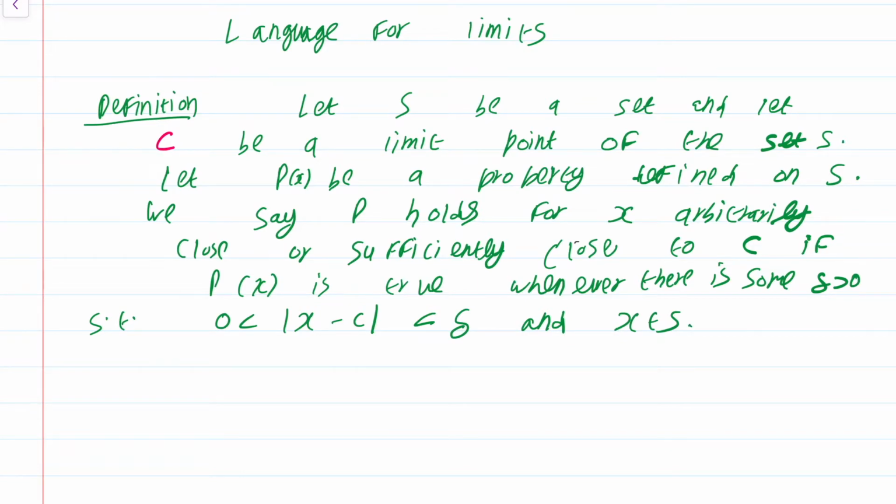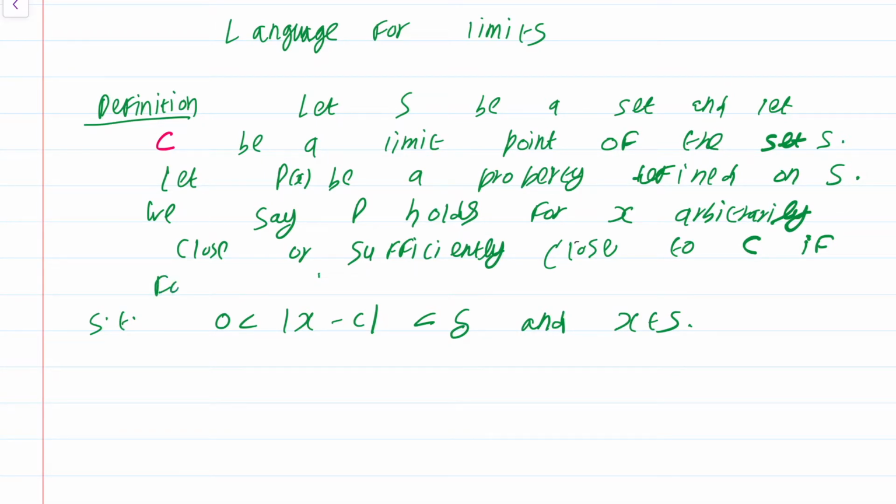So let's revisit this. You have a set S and you are choosing a limit point C of this set S. You have a property P of X defined on S. We say P holds for X arbitrarily close or sufficiently close to C if P of X is true whenever there is some delta greater than 0 such that 0 less than mod X minus C less than delta and X is in S. So to be 100% precise, let me just reorder the way I'm writing so that things become clearer. If for some delta greater than 0, P of X is true whenever 0 less than mod X minus C less than delta and X is in S.